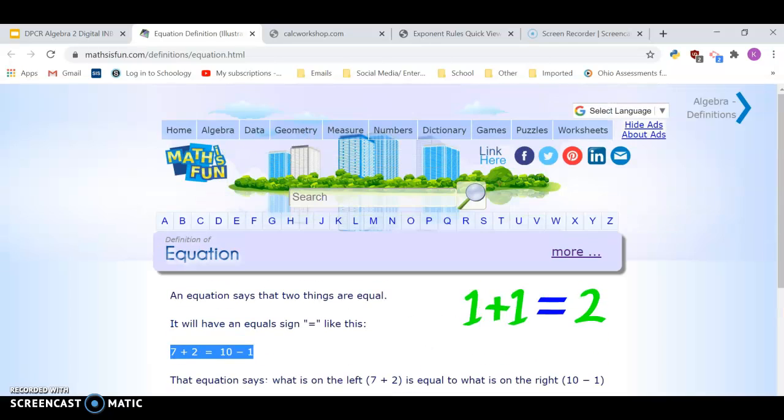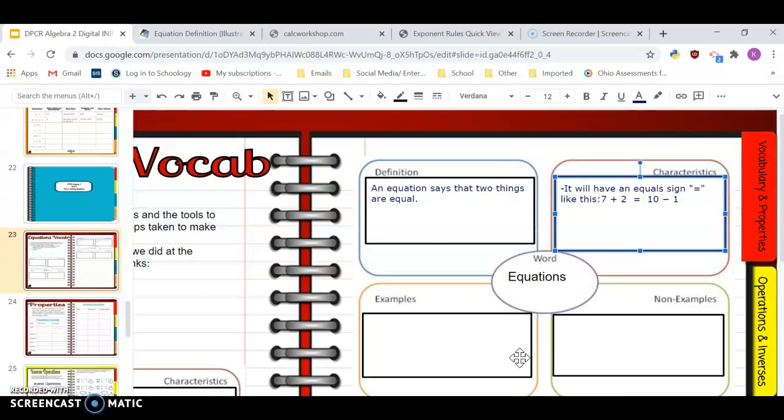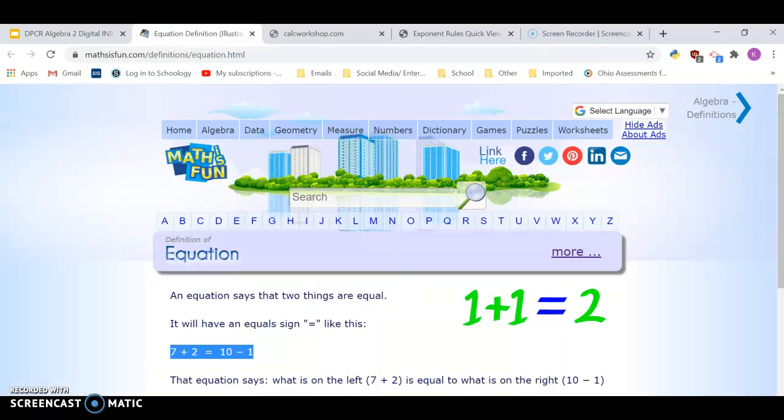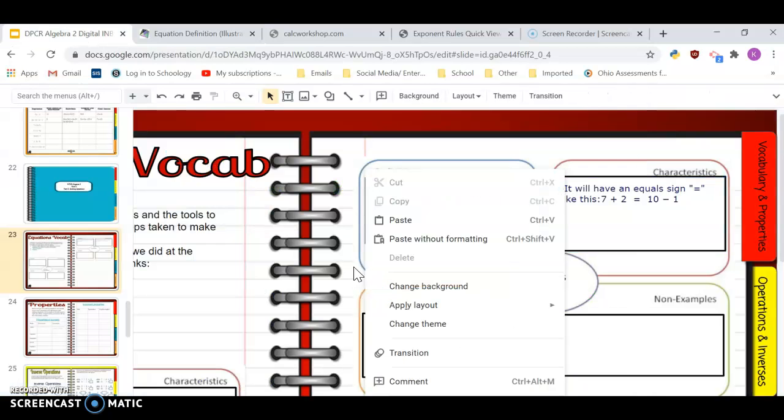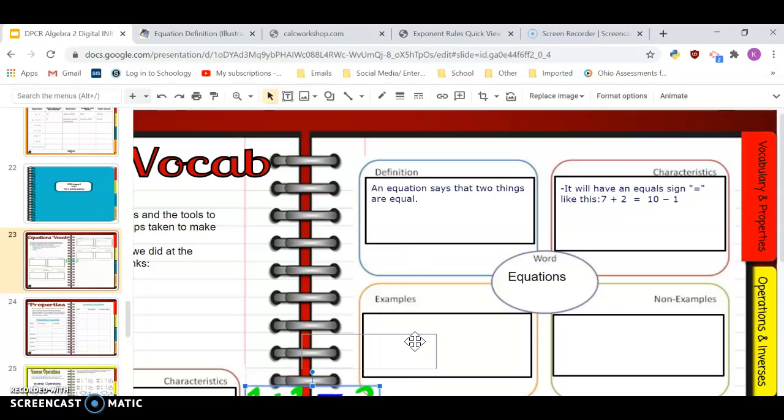All right, so next, like we did before with examples, we can either write out an example or we can copy and paste a picture. I'll copy and paste one personally. So I'm going to copy this image and I'm going to bring it right on over here. Make my life a little easier.